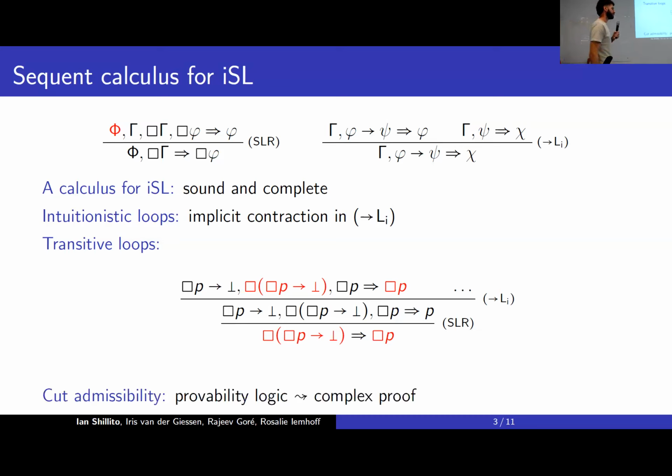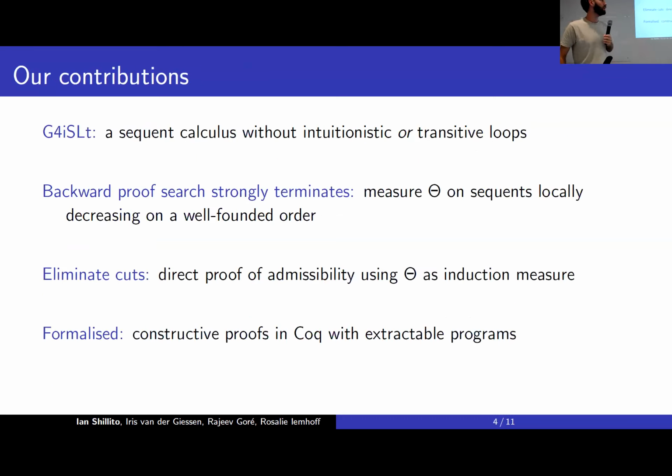And also it's quite well known that provability logics are usually very hard to treat in a proof theoretical setting. So cut admissibility is known notably to be very hard. So we're trying to tackle all this and get a better sequent calculus, pretty much. So that's what we're doing. We're defining G4ISLT, T for terminating, which is a calculus which doesn't have the transitive or intuitionistic loops. And we actually make a more formal claim by showing that backward proof search strongly terminates. I will tell you what strongly terminates means, but essentially we have a measure that decreases step by step in the rules of the sequent calculus along a well-founded order.